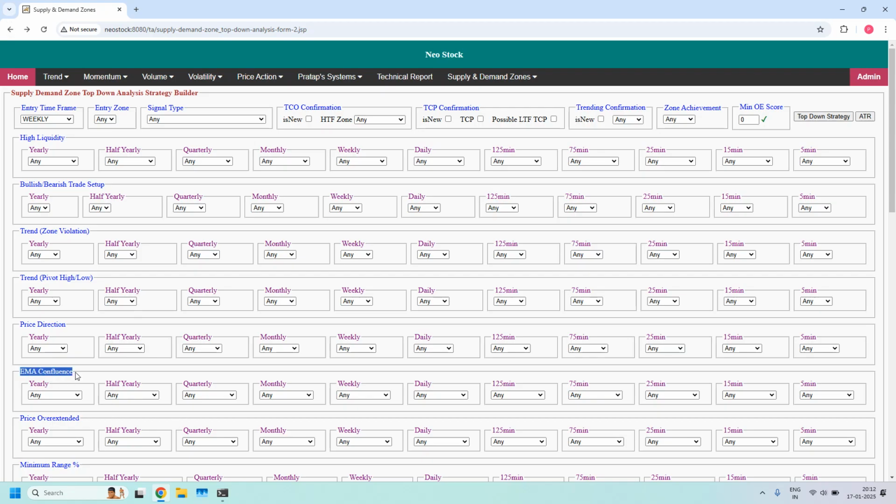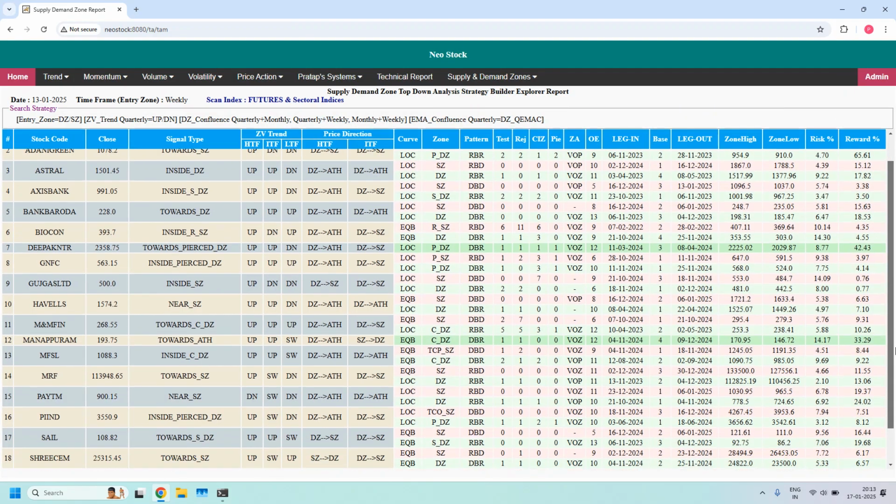In the EMA confluence, quarterly. Why quarterly? Because weekly zone is part of the monthly, both together again part of the quarterly. That's why we are looking for quarterly demand zone having quarterly EMA confluence. And trend should not be sideways. So that's why at quarterly time frame I am selecting up or down. Let's filter. Still we got a big list.